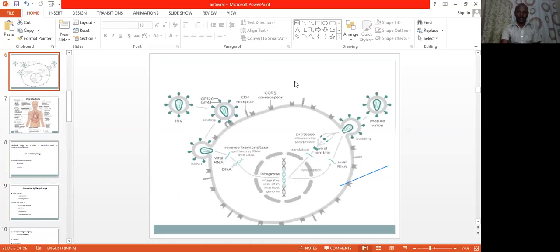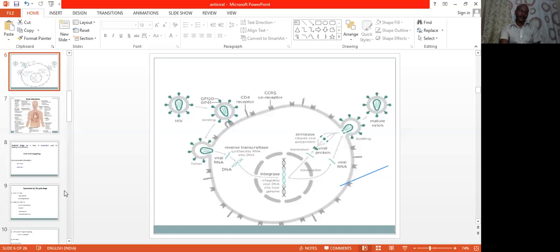So here you can see that. First is binding to CCR5 or CD4, then diffusion. Once diffusion happens, the genetic material and everything is released into the host cell. This step we call the uncoating process. The outer lipid membrane, or the genetic material, will be released into the host cell. So that we call uncoating.